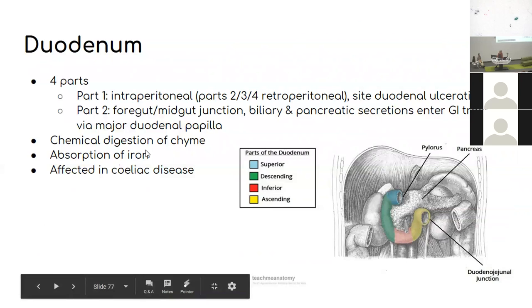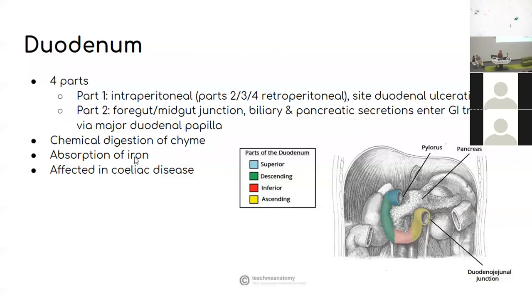But this is the I part of I, F, bitches. So iron, folate, B12 for duodenum, jejunum, ileum. That's just a good way to remember your different things that get absorbed. And it's the part that's most affected in celiac disease. Just think that's where all your stomach contents are going to empty first, so that's where you're going to have irritation of your GI tract.